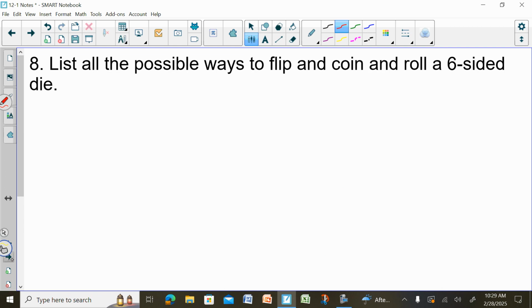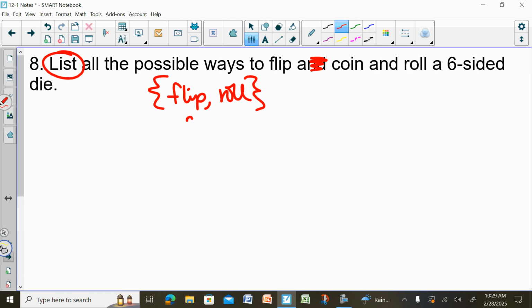List all the possible ways to flip a coin and roll a 6-sided die. Okay, so it's asking us to list. I do know, though, if I'm talking about flipping a coin and rolling a die, using the counting principle, I at least know how many will be in my list.